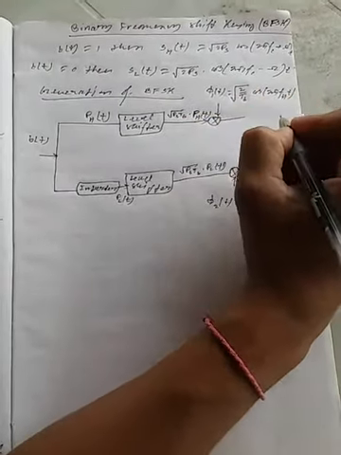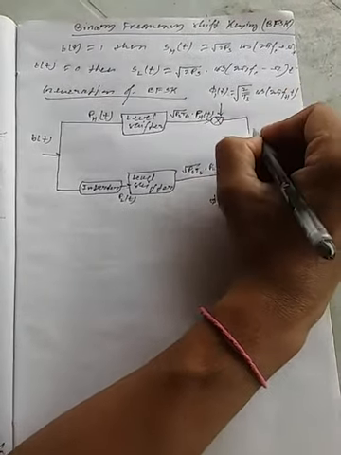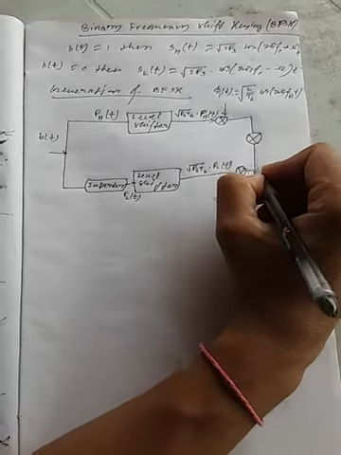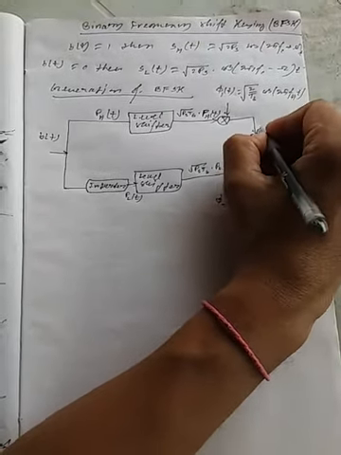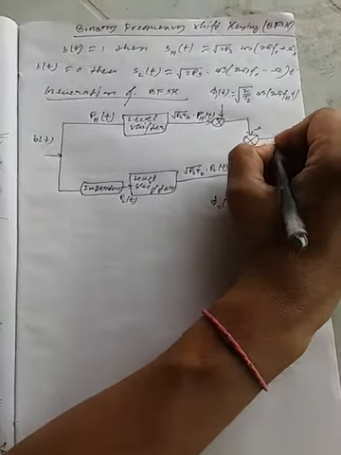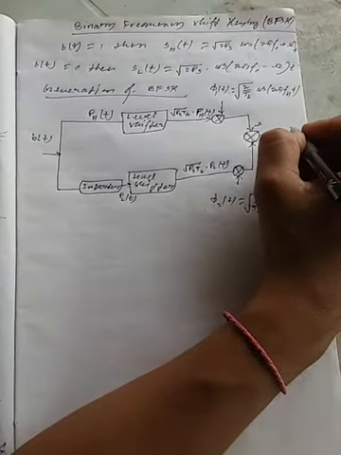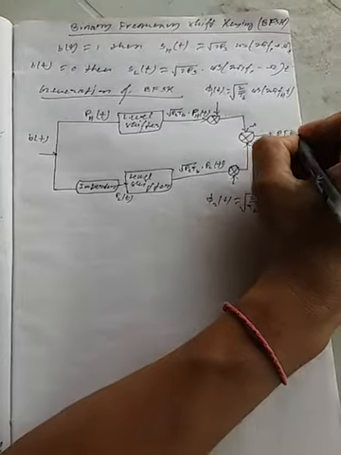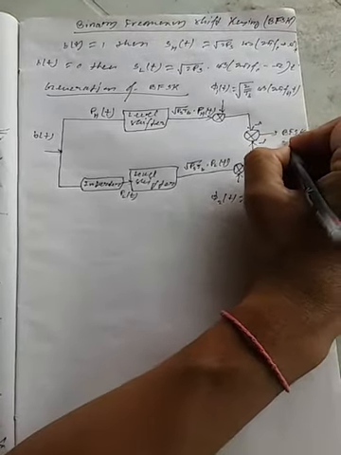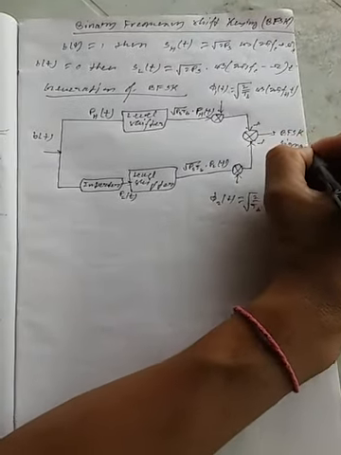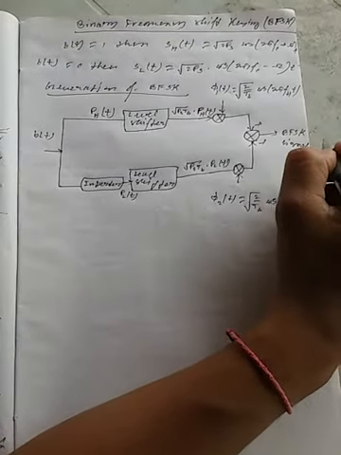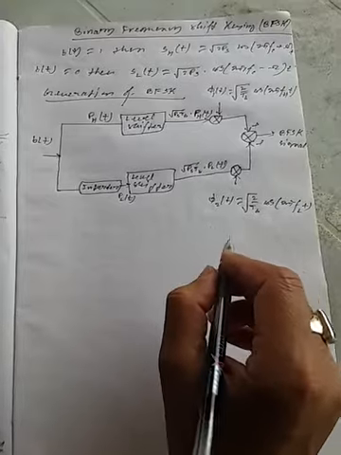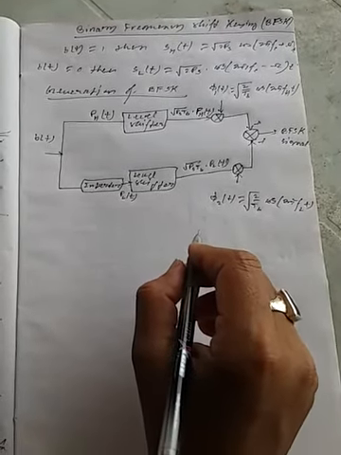After this mixing, both the signals will be added in an adder. Both the signals are added here, and we get the BFSK signal as the output. So this is the block diagram of BFSK signal generation.